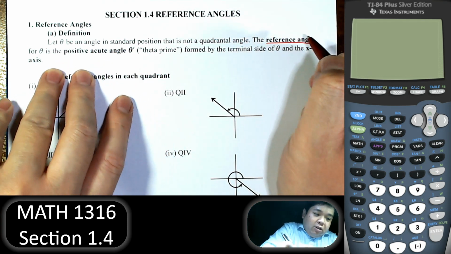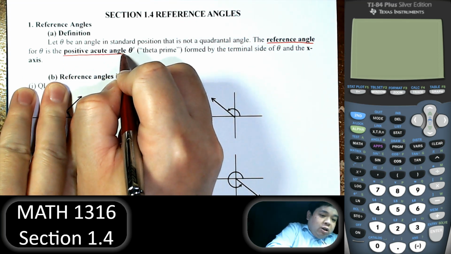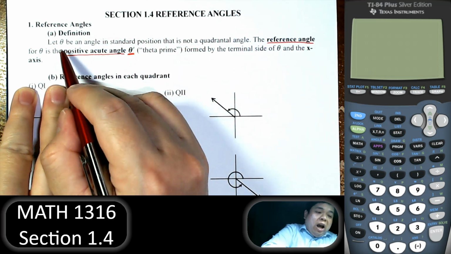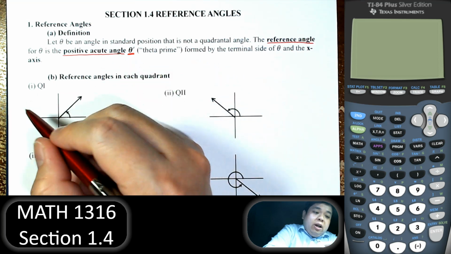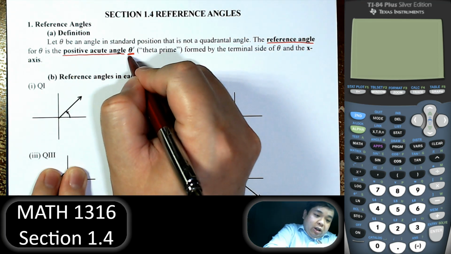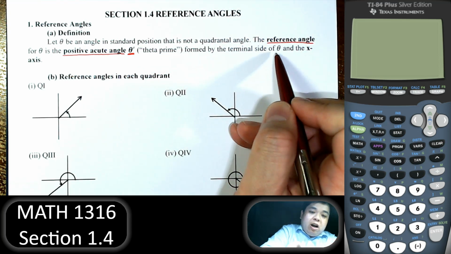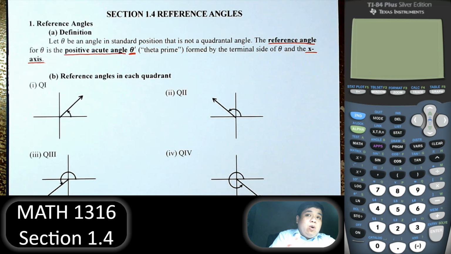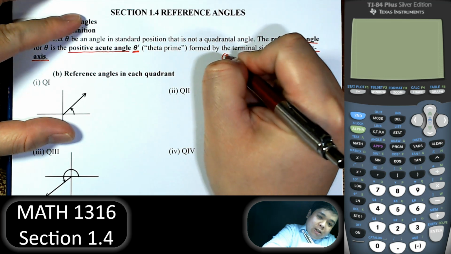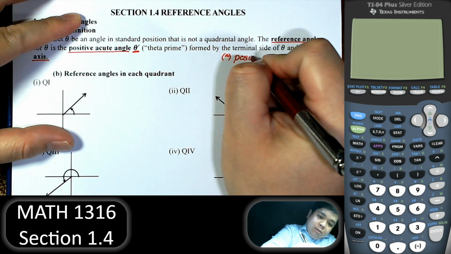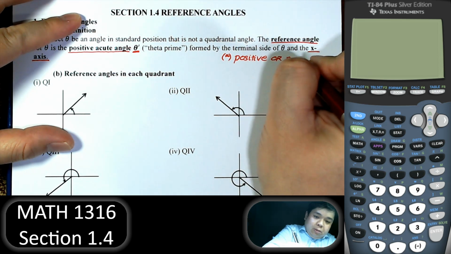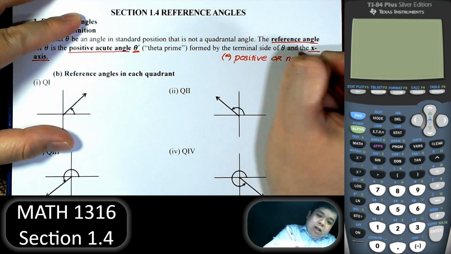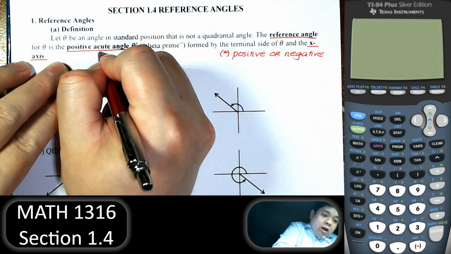The reference angle is a positive acute angle. If the original angle is theta, then theta prime is called the reference angle. We denote it by theta prime, formed by the terminal side of theta and the x-axis. For an angle in standard position, the initial ray is the positive x-axis, but the reference could be the positive or negative x-axis, whichever produces an acute angle.